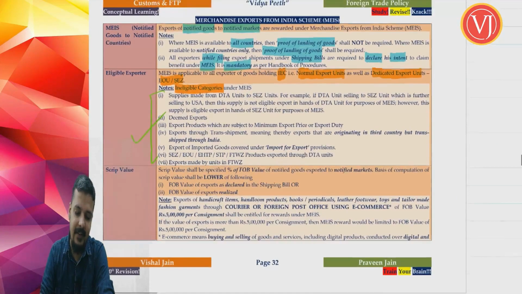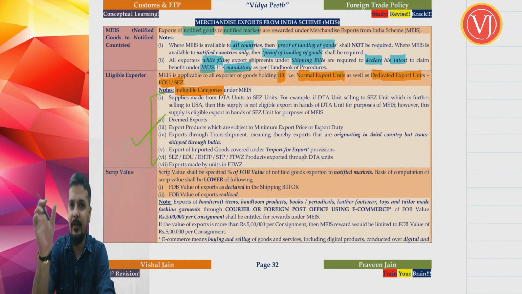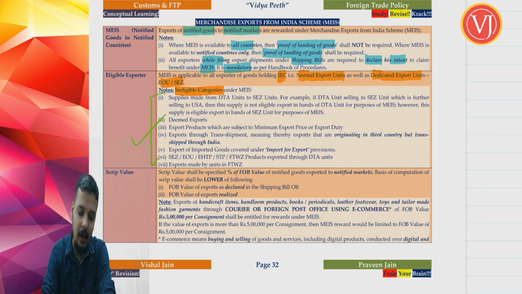And friends, as discussed, what is counted is nothing but which is physically going outside India, and even there are 4 cases, though it is physically going outside India, you don't count it. Now, in whatever is counted, you have to take what? Notified percentage of FOB value. What is FOB value? Lower of FOB value declared in the shipping bill or what is realized in convertible foreign currency.